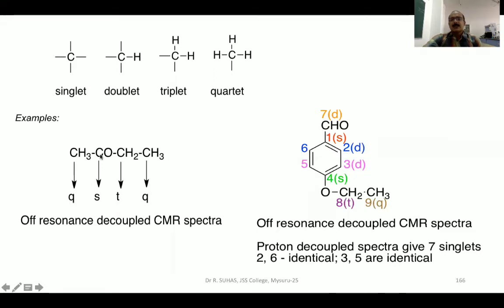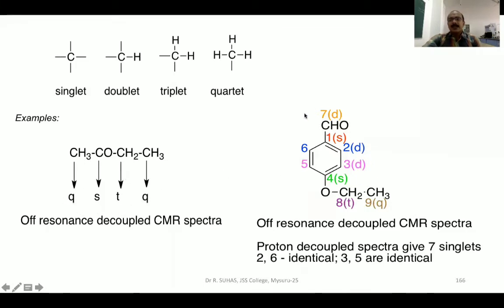This is carbonyl, C double bond O. It has not got any hydrogen attached to it. So N plus 1, that is 0 plus 1, 1. We are going to get a singlet here. CH2, 2 plus 1, 3, triplet. Here CH3, 3 plus 1, 4, quartet. This is the off-resonance decoupled CMR spectra of ethyl-methyl ketone that will have various multiplicities of singlet, triplet and quartet.